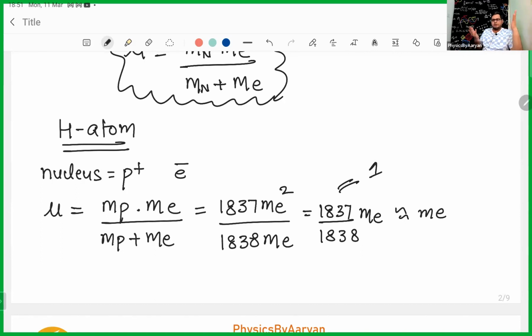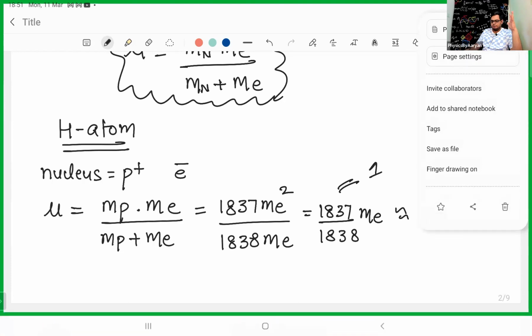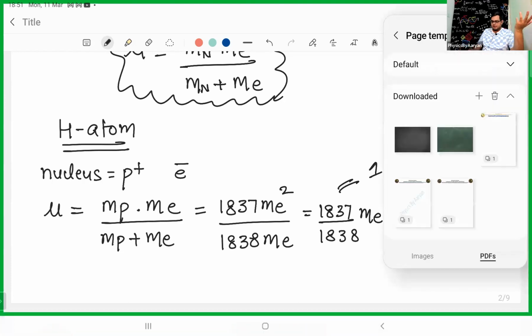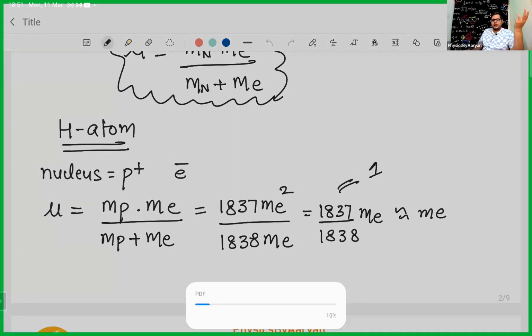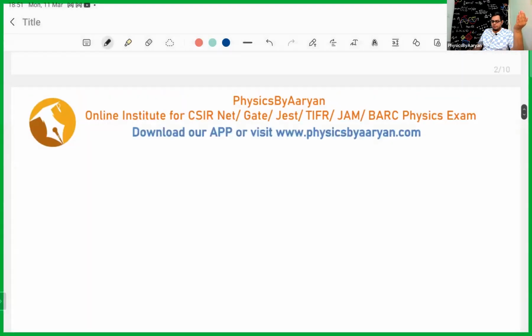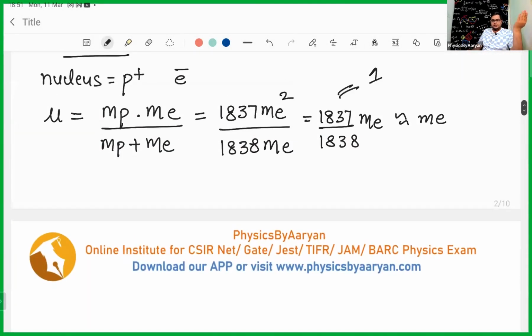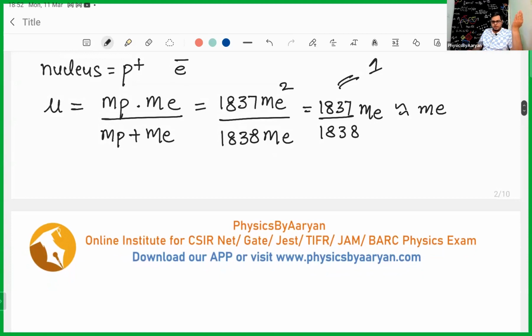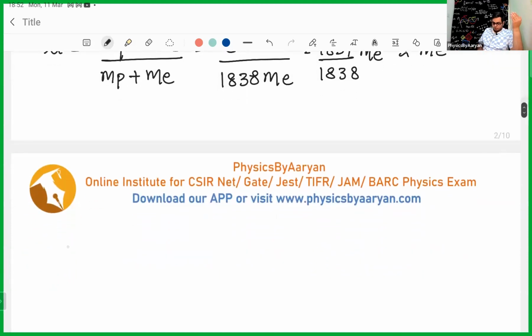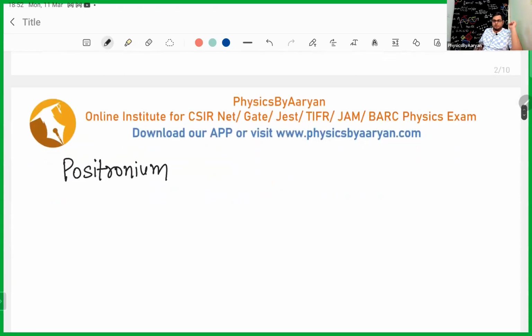That is why in hydrogen atom, instead of taking the reduced mass, we simply take the mass of electron. Because what is happening here is that your reduced mass is almost equal to the mass of electron. It's almost similar. But in case of your positronium, things will change a little bit.